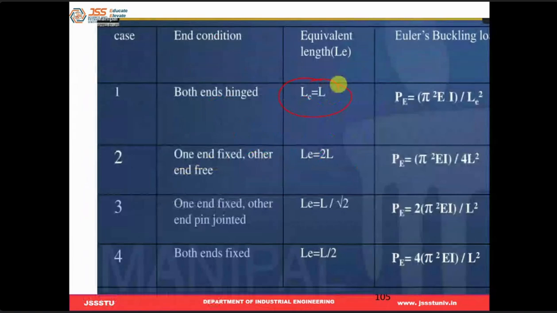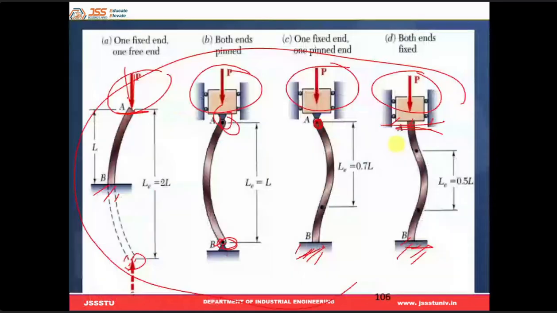So when both ends are hinged, the equivalent length LE equals the length of the beam. When one end is fixed and the other end is free, the equivalent length is 2 times the length of the column. When one end is fixed and the other end is pinned, LE equals L by root 2. And when both ends are fixed, LE equals L by 2. So in place of L, if you substitute this here, you will get the Euler load or crippling load for the different end condition equations, this one.